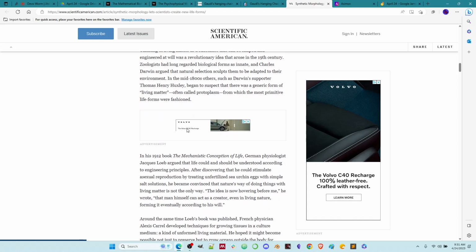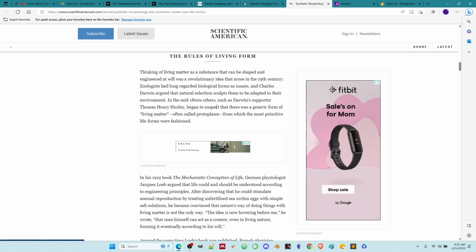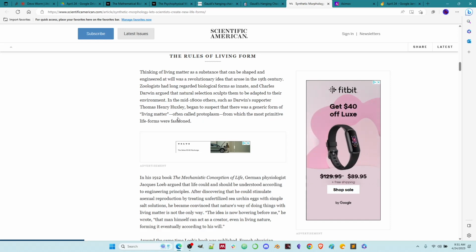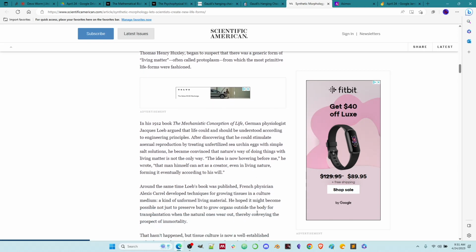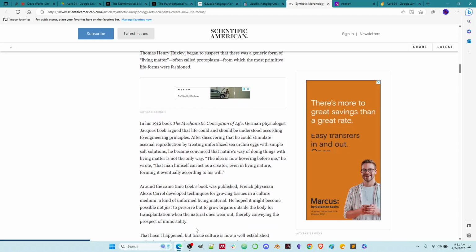And this is something that we've been looking for many years, ever since Darwin, in fact. In the mid-1800s, Thomas Huxley began to suspect that there was a generic form of living matter, often called protoplasm, from which the most primitive life forms are fashioned. So this was an idea that there was a sort of force of morphogenesis. And of course, that was incorrect, but we're getting to, I think, understand maybe what these things are.